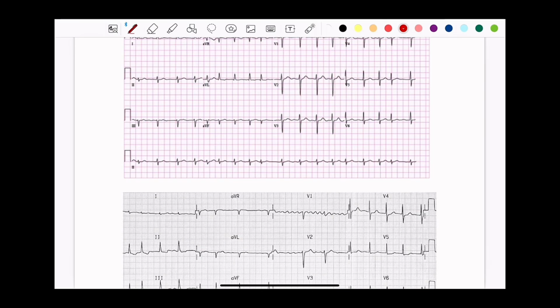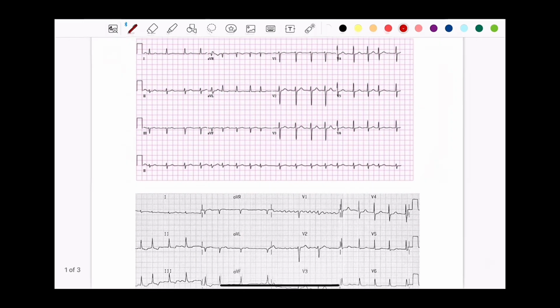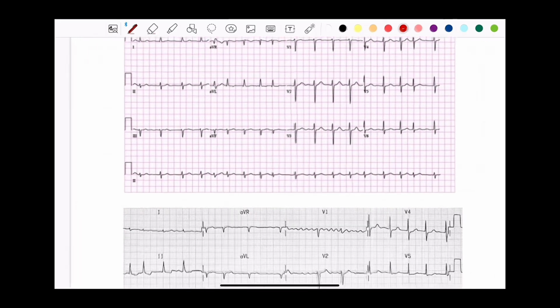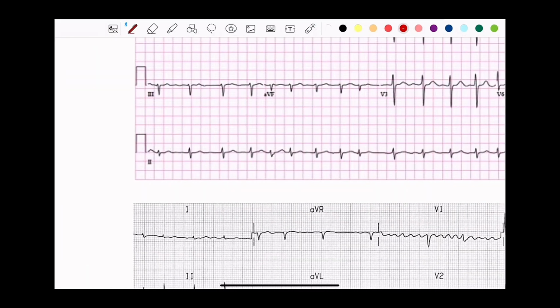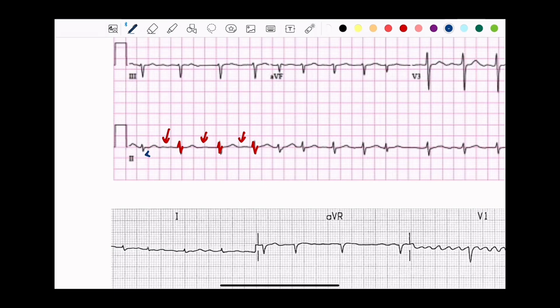These are the examples that I've chosen from the internet for atrial fibrillation. As you can see, I'm zooming in, and there's absence of P wave, and also the QRS complex is narrow. So this also shows that the RR interval is irregular, as we can see here.